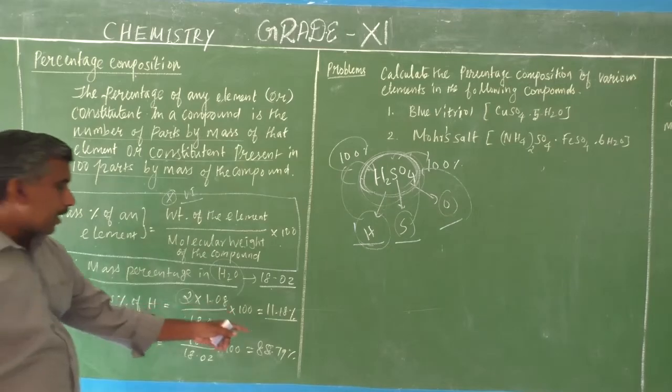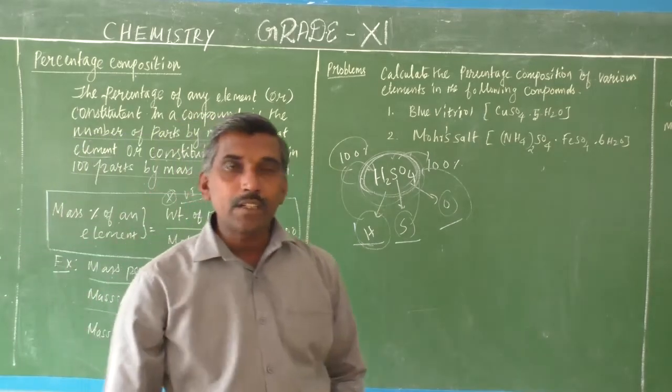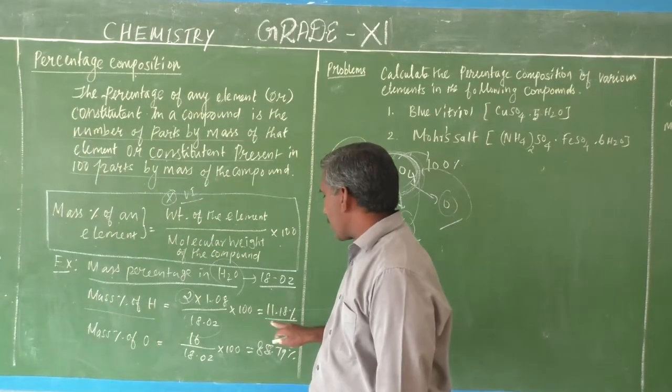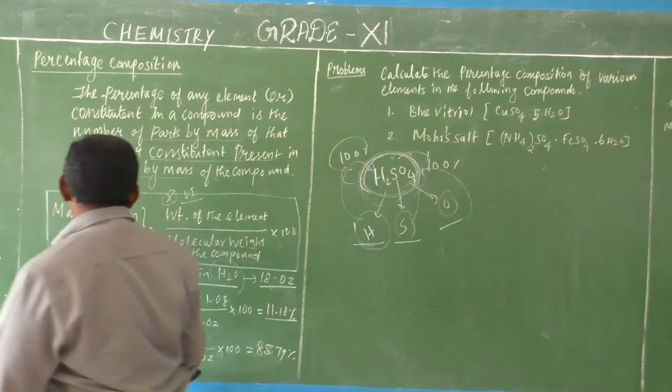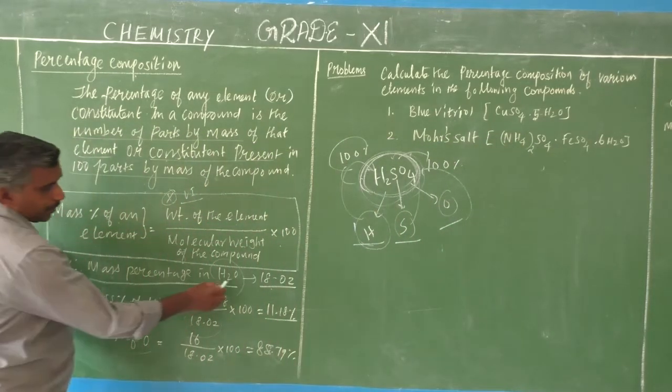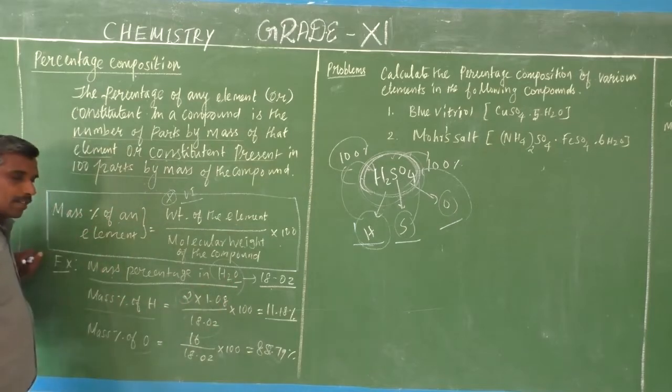11.18% of hydrogen is present. So in the water molecule, the hydrogen percentage is 11.18%. Now the mass percentage of oxygen. How many oxygen atoms are present? One oxygen atom is present.